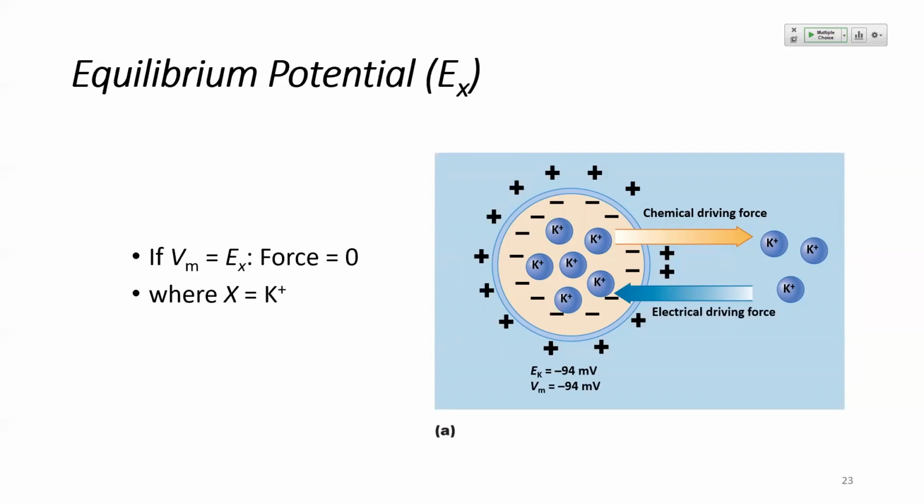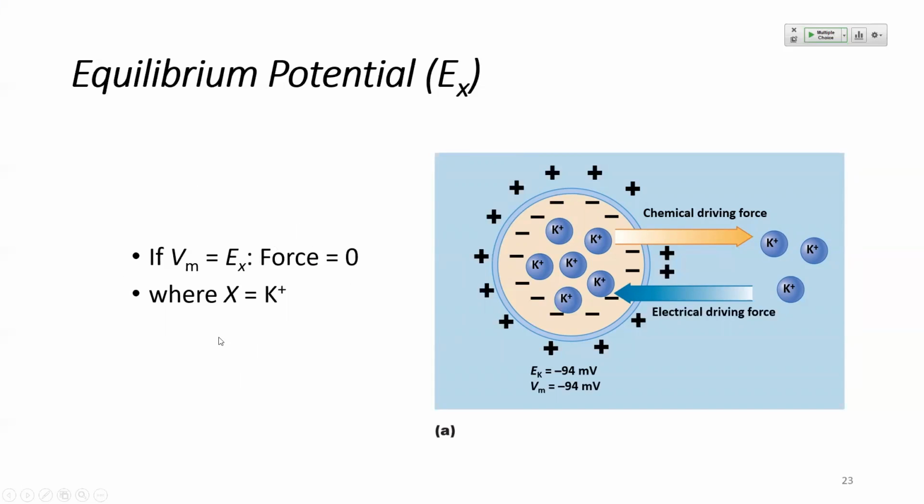So the membrane potential is an indicator of our electrical force. The equilibrium potential is an indicator of our chemical force. And if these two are equal and opposite, then the force is equal to zero, meaning that that particle is not going to move, right? And that's where our equilibrium potential comes in. It's going to help us determine what the concentration gradient is or what the direction of the larger force is.